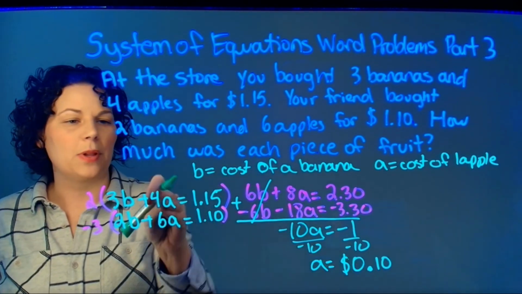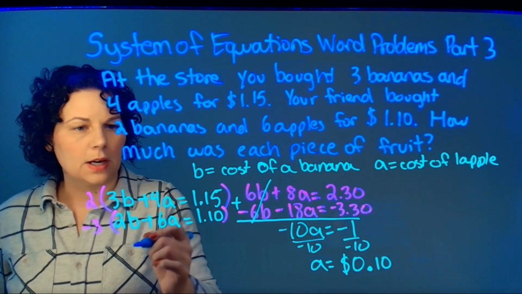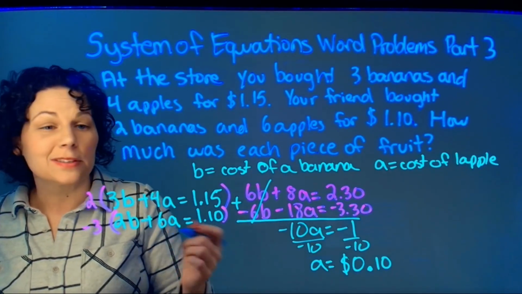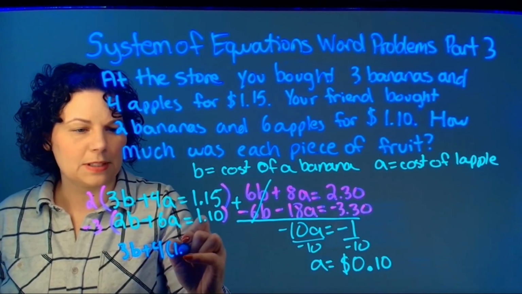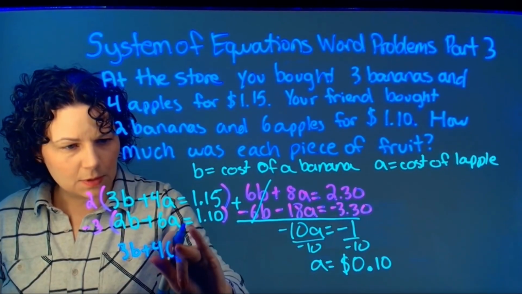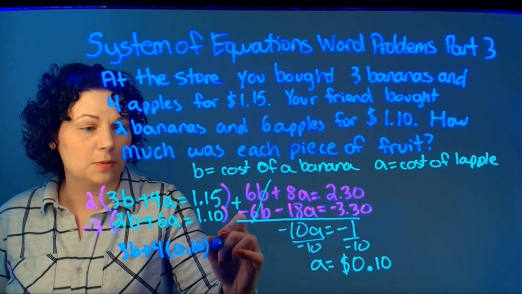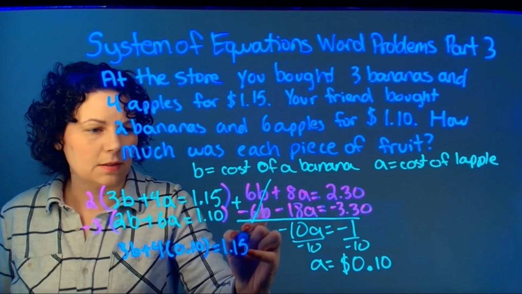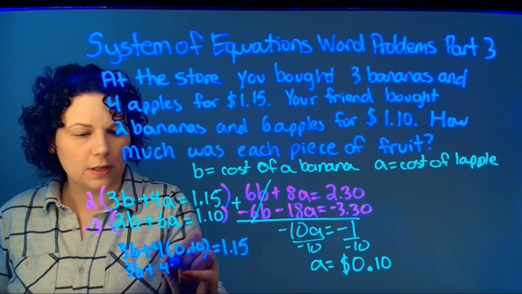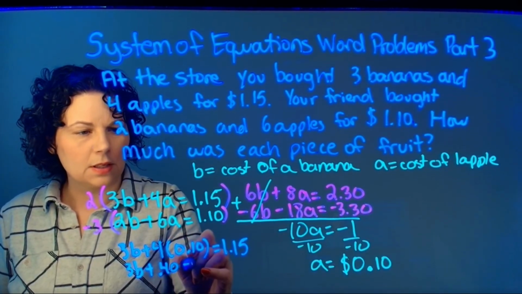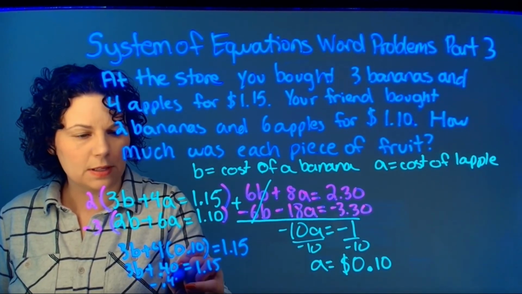Now let's take that and plug it in back over here. It doesn't matter which equation you do. The first one, just because it's first. 3b plus 4 times 10 cents. Oops. Make sure you're careful. If you're talking and writing or distracted in writing, you are much more likely to make mistakes. So that's going to give me 3b plus 40, but a decimal in front of it, equals $1.15. Subtract that 40 cents.